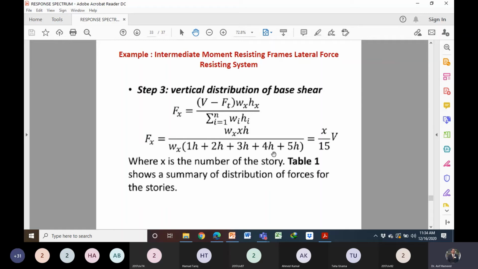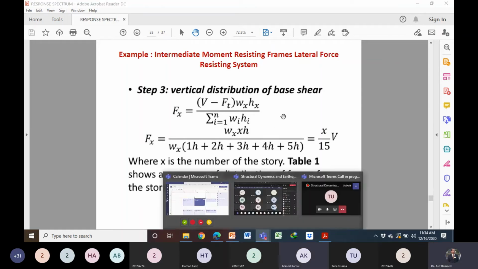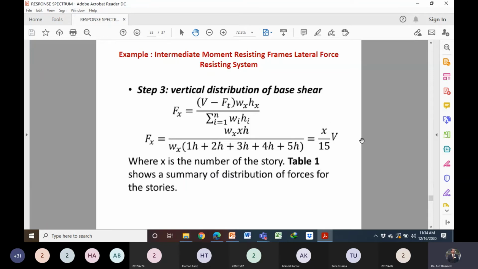Any question? Is it clear to you? Yes sir, clear. For this case we have simplified it. Otherwise, if the story weight and the height are different, every time you can use this formula.